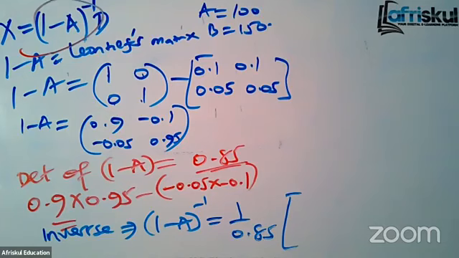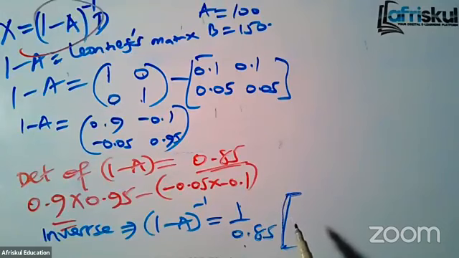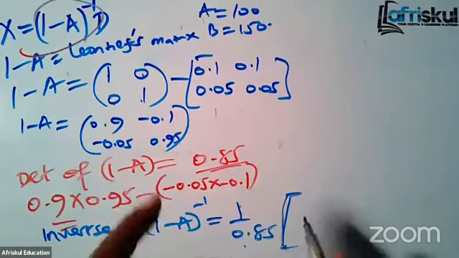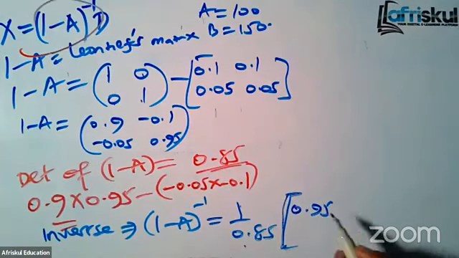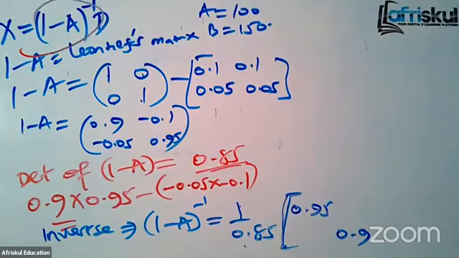So remember, for a 2 by 2 matrix, ladies and gentlemen, never go for the adjoint approach. For a 2 by 2 matrix, once you have your 1 over determinant here, get inside the brackets. Inside the brackets, what do we do? You interchange the primary elements, so we have 0.95 and then 0.9. For the secondary elements, you leave them where they are, but you change their signs. So we have here 0.1 and 0.05 like that.